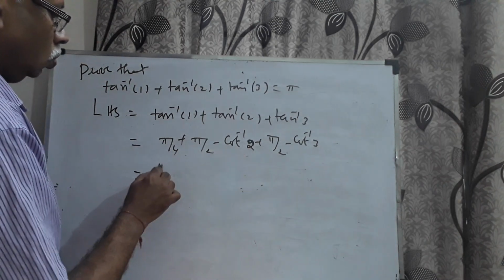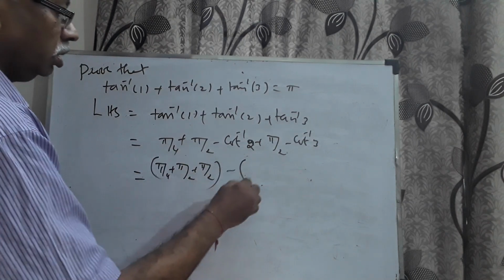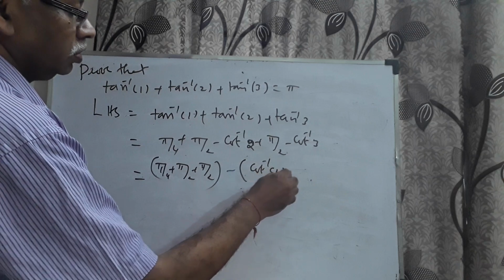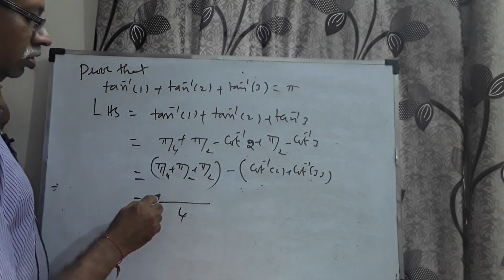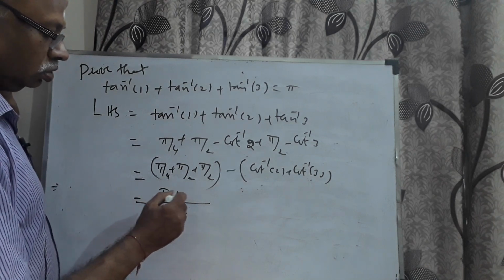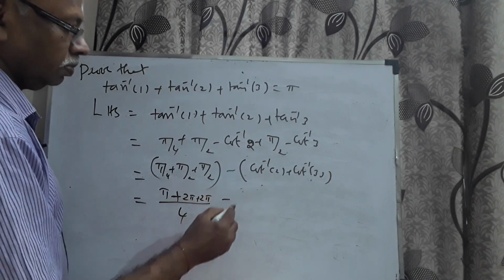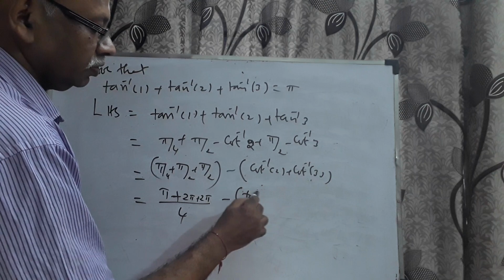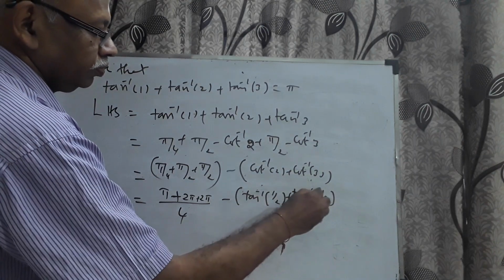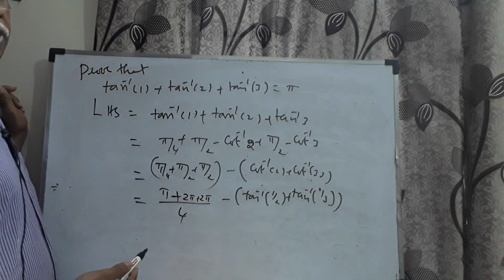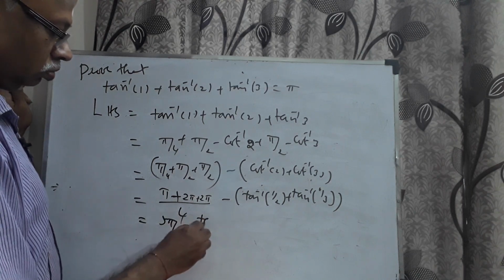Now, let me group the constants over here. Minus, I'll write cot inverse 2 plus cot inverse 3 together by taking minus as common. Here LCM is 4. Pi plus 2 pi plus 2 pi, minus, this can be written as tan inverse half plus tan inverse 1 by 3, because of the rule which you have seen now, cot inverse x is tan inverse 1 by x. Now this is 5 pi by 4.